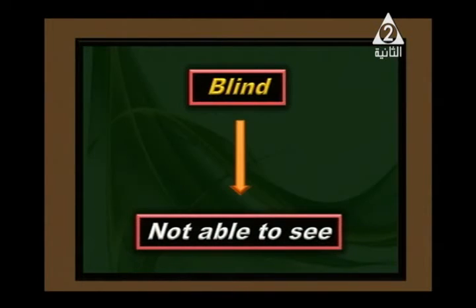Number 1 is blind. So what do you mean by blind? Actually, blind, it means not able to see. So the one who couldn't see, we have to say he is blind. Okay? And we have to take care, this is B sound, not P sound. Okay?